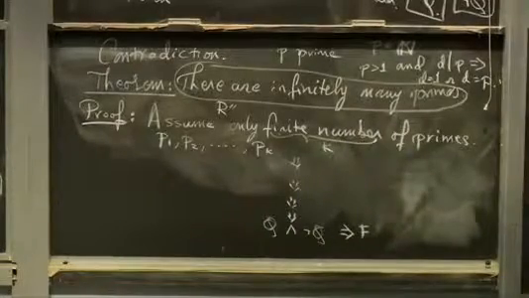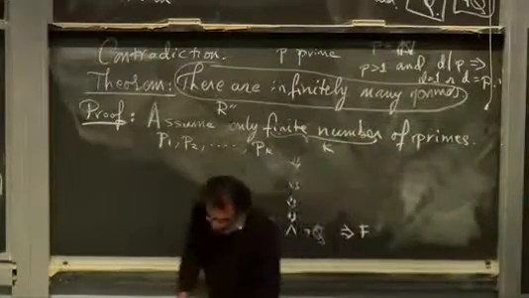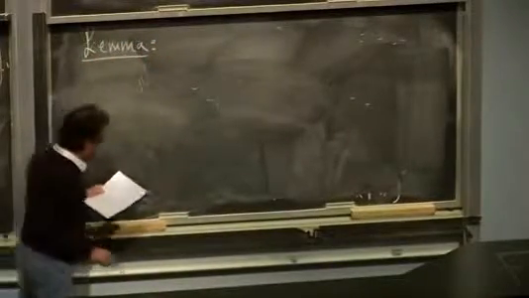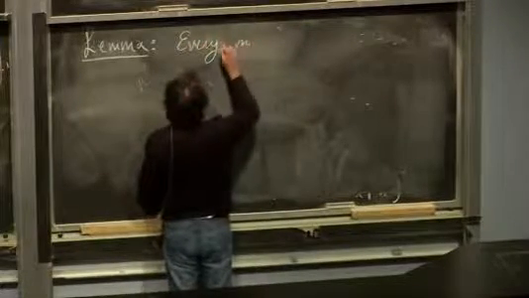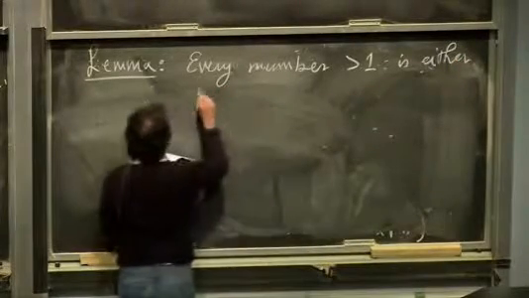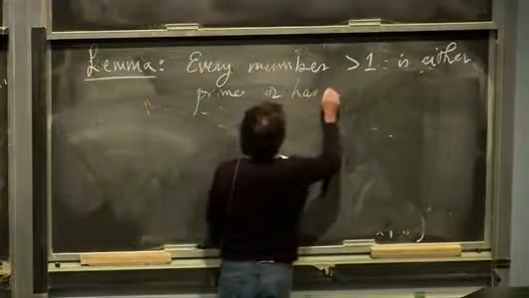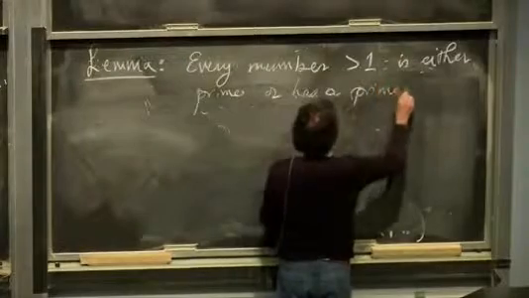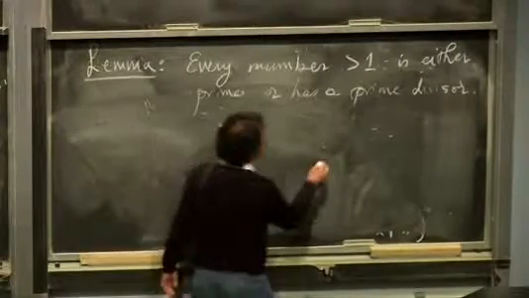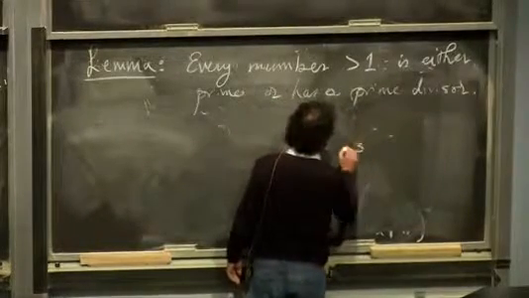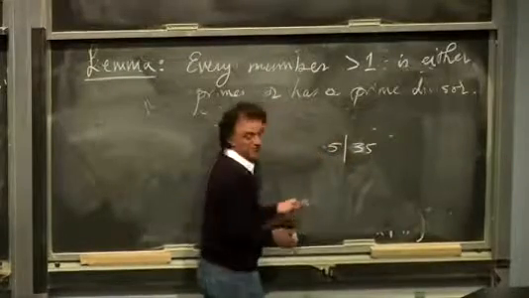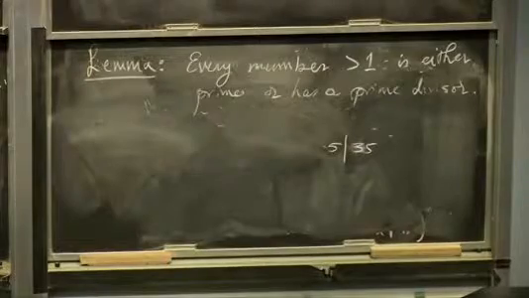So it turns out, in order to prove this theorem, we'll need a lemma. Every number greater than 1 is either prime or has a prime divisor. Okay? So you take any number greater than 1, 35 is either prime. If it's not prime, it must have some prime that divides it. In this case, it's not a prime, but it has a prime that divides it. Simple, right? It's obvious, isn't it obvious?